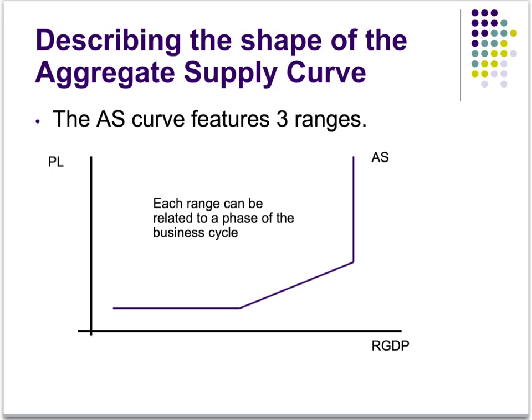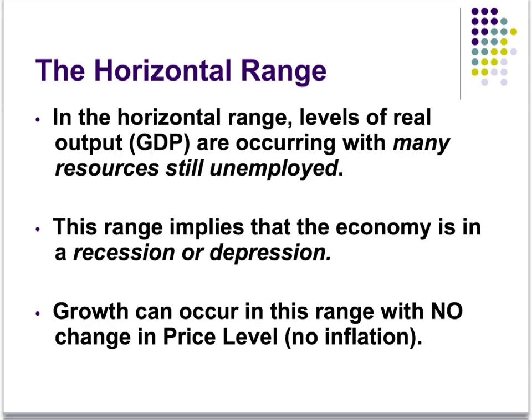Pause here if necessary. In the horizontal range, levels of real output are occurring with many resources still unemployed. Basically what that means is that the economy is in a recession. It also means that the relationship between real GDP and price level is that real GDP, or output, can increase without inflation or a change in the price level.